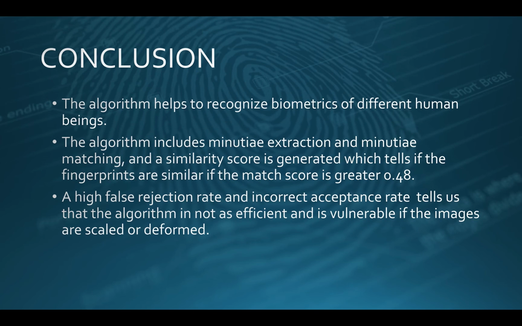So, conclusion: the algorithm helps to recognize different biometrics of different human beings. It includes extraction of minutiae and matching of them. A similarity score is generated which tells if the fingerprints are similar, and generates a match if it's greater than 0.8. A high false rejection rate and incorrect acceptance rate tell that the algorithm is not as efficient as it could be with using different techniques, as it is vulnerable if the images are of bad quality or scaled or deformed.